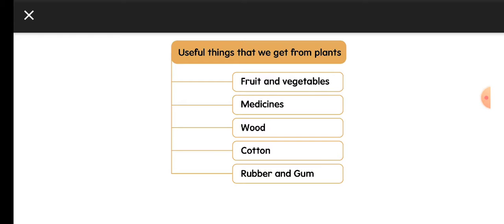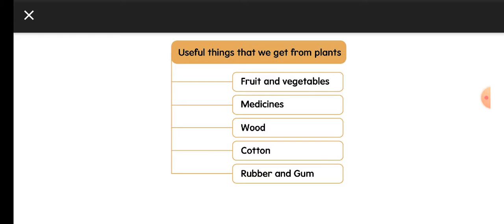You see the useful things that we get from the plants. So first are the fruits and vegetables. That is the food. So many items, not only fruits and vegetables, children. Rice, jowar, wheat, ragi, cereals, pulses. We learnt in the food groups lesson, no? So many of the food items that we eat, we get from the plants.